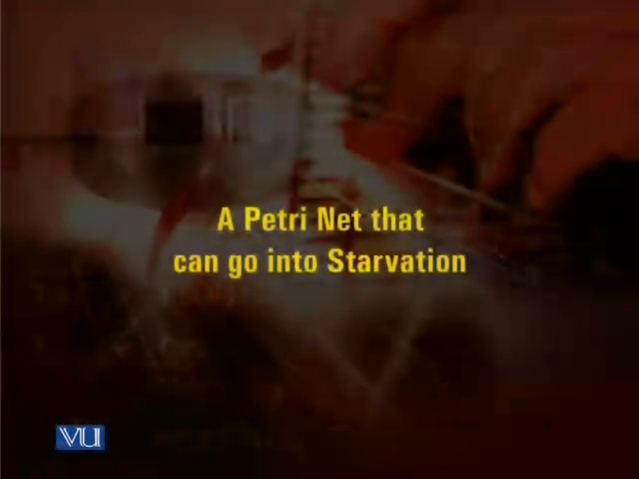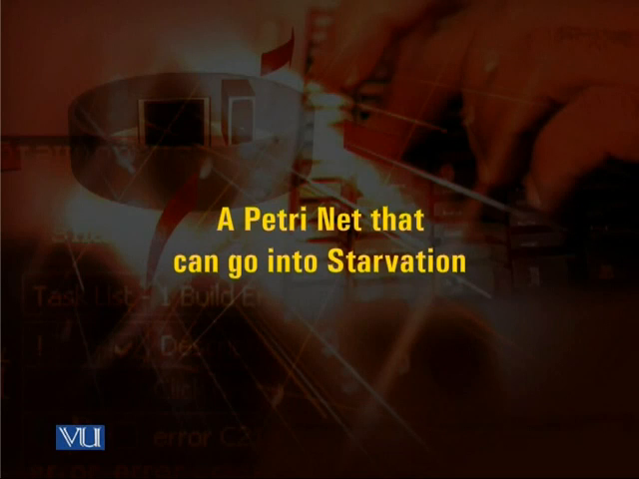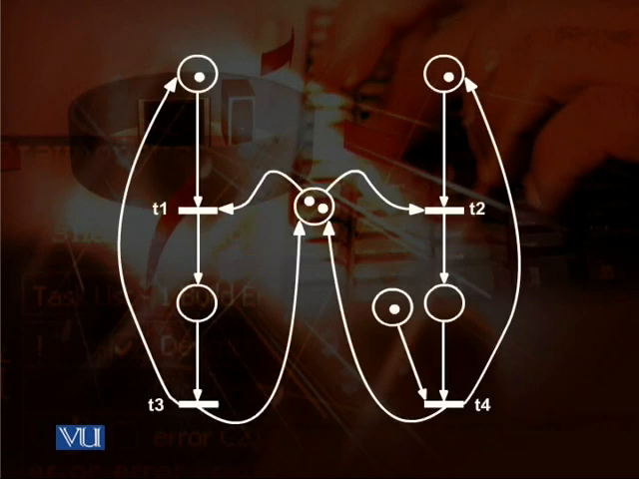Let me now talk about some of the other characteristics of Petri nets that are important. Now we discuss the case of starvation. In this particular Petri net, with the marking that we have, this Petri net can go into a starvation situation. Here, if we fire transition T2, it will take tokens out from both its enabling places and it will put a token into the target, and we will ultimately get this situation here.